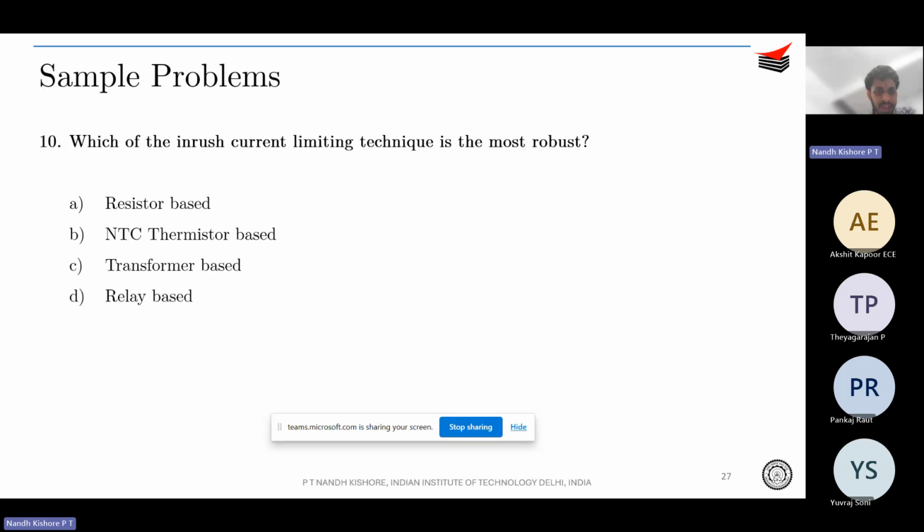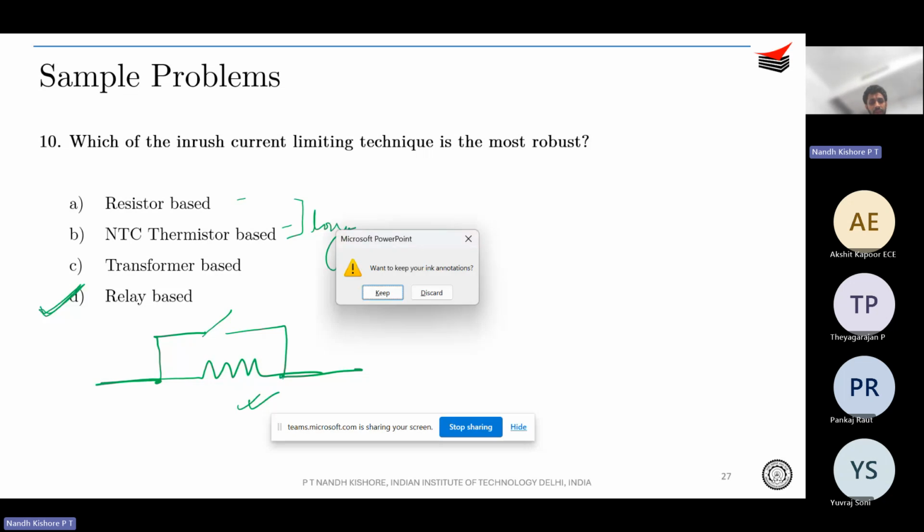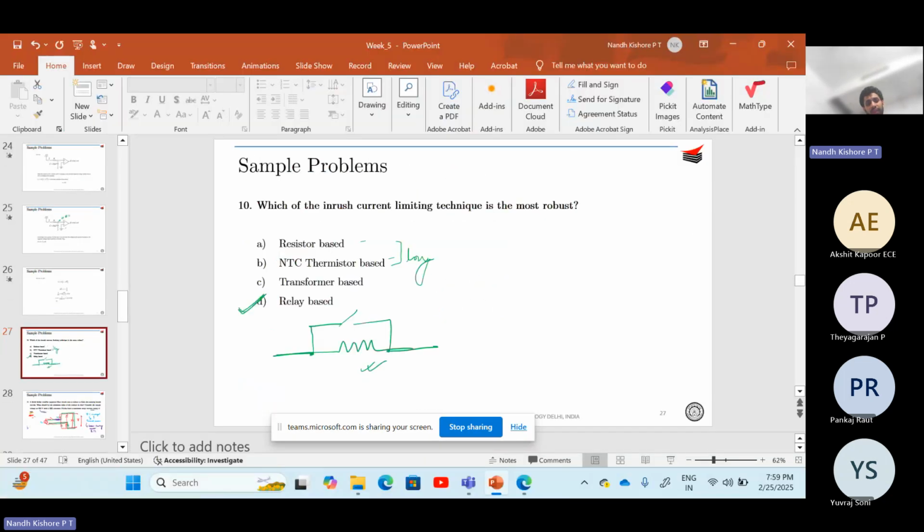Okay. So the last question for the day, and we are also done with time here. Which of the inrush current limiting techniques is the best? Resistor, NTC, thermistor based, transformer based, relay based. So from the lecture slides only, we would have studied that all these methods are kind of lossy. What we generally prefer is the relay based method. That is, you have a resistor in series and then you bypass it using a switch later on. Correct? This is the best method.